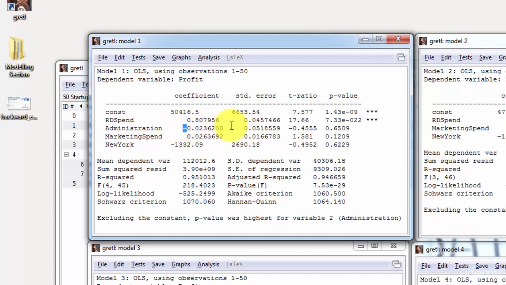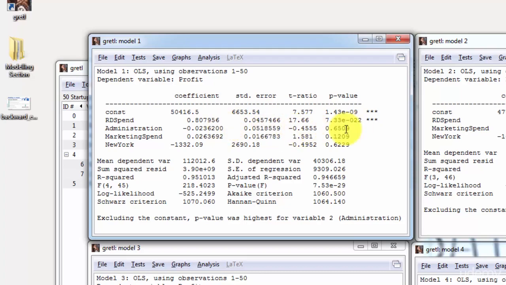And assuming, once again, that this is a significant independent variable in this model, then what this is saying is that for every dollar increase in administration expense that you incur, your profit is decreasing by 2 cents. So the more you spend on administration, the lower your profit will be. And that's an important thing to understand.